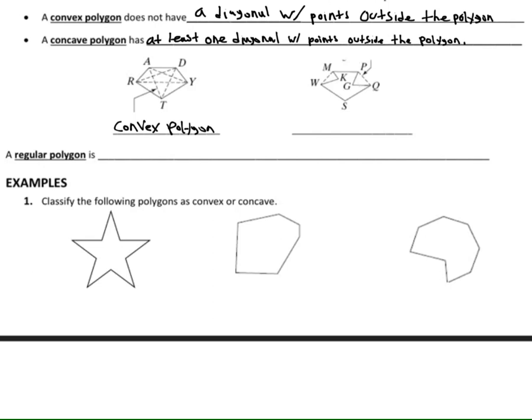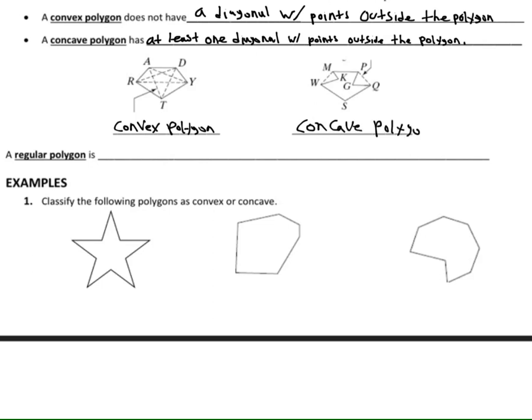Okay, so next we're going to look at what a concave polygon is. A concave polygon has at least 1 diagonal with points outside of the polygon. If you look at this polygon to the right, we can look at line MW connecting these points together. These points are actually outside of the polygon, so that means this has at least 1 diagonal that is outside of the polygon. So that is going to make this a concave polygon.